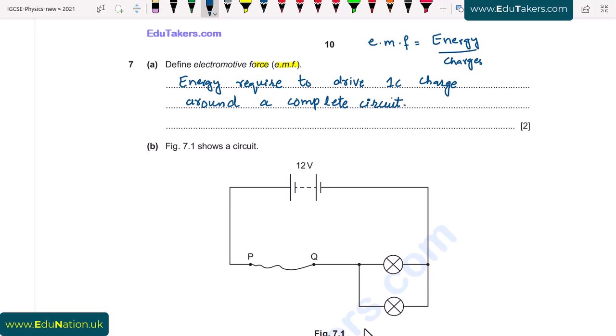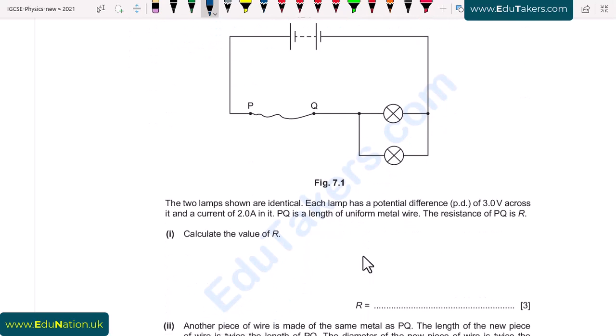Part B. Figure 7.1 shows a circuit. The two lamps are identical. Each lamp has a potential difference of 3.0 volt across it and a current of 2.0 ampere in it. PQ is the length of uranium metal wire. The resistance of PQ is R. Part 1. Calculate the value of R.